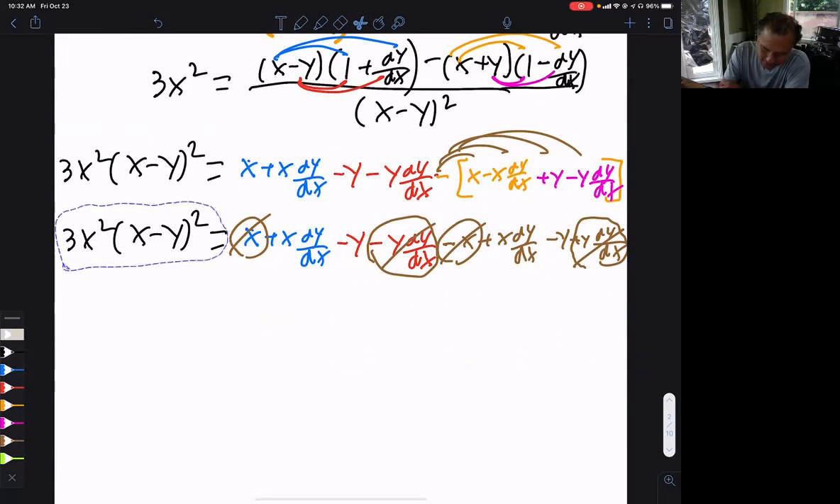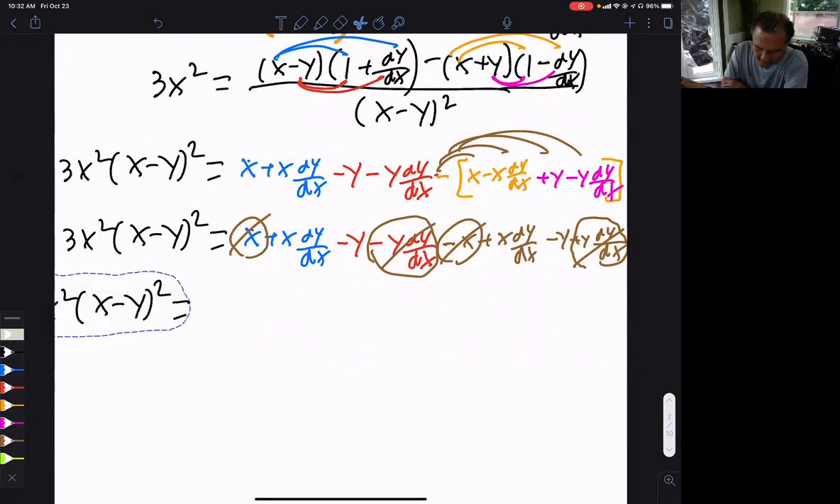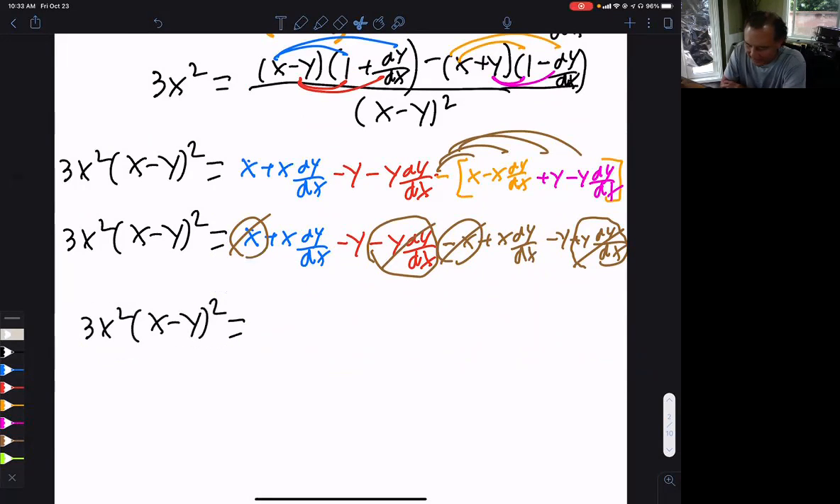So I still have all that. Let me copy and paste that. And then the right side, let's see what we have. I have an x dy dx and another x dy dx. How many of those do I have? I have 2 of them. I have 2 x dy dx's. And then I have minus y and minus y, minus 2y. All right, we're getting somewhere.